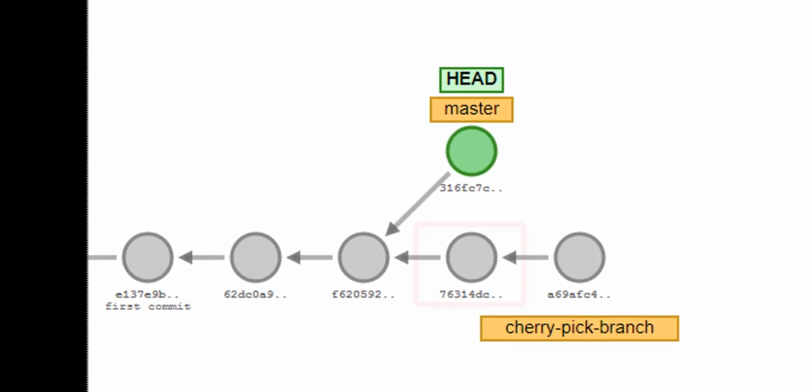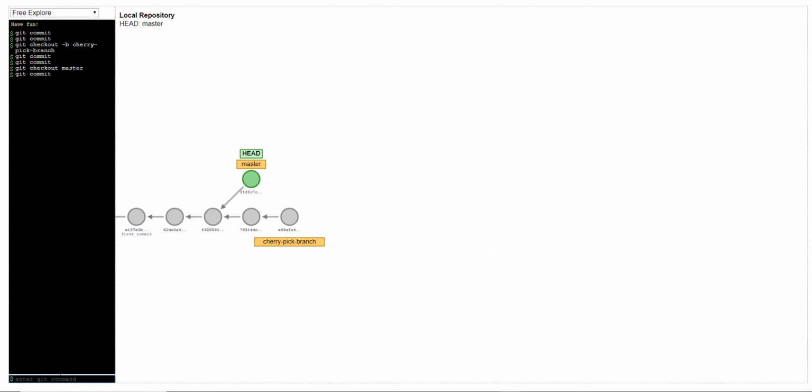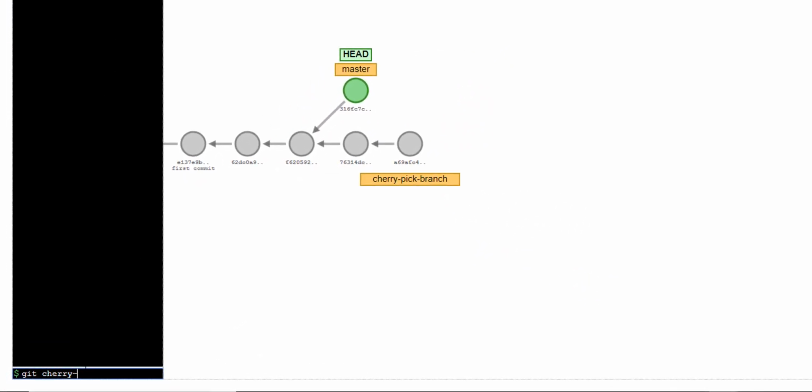I first identify the SHA-1 hash of the commit I'd like to cherrypick. I also want to confirm I'm on the target branch that I want the commit to be cherrypicked to. I then perform the command by typing git cherrypick followed by the SHA-1 hash of the commit. Notice how the first commit made on the cherrypick branch is copied into a new commit on the master branch.